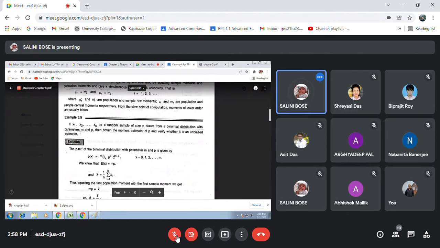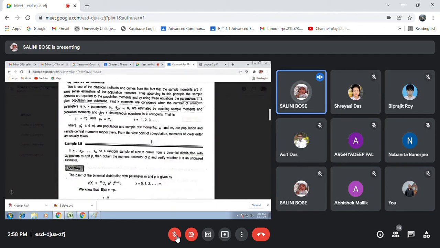If x1, x2 to xn be a random sample of size n drawn from a binomial distribution with parameters m and p, these you know, in binomial distribution these are the parameters m, p, then obtain the moment estimator of p and verify whether it is an unbiased estimator or not. You have to verify whether the sample mean is an estimator of the population mean and it is unbiased. That you have to prove.